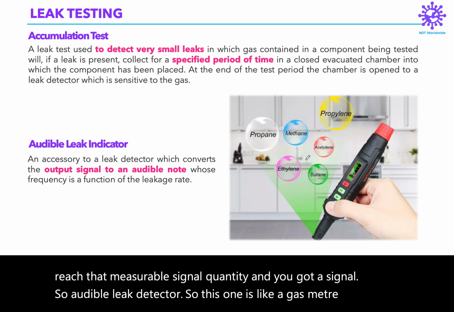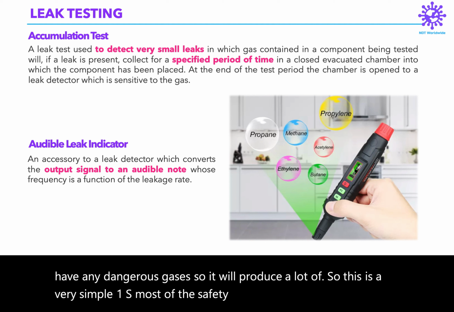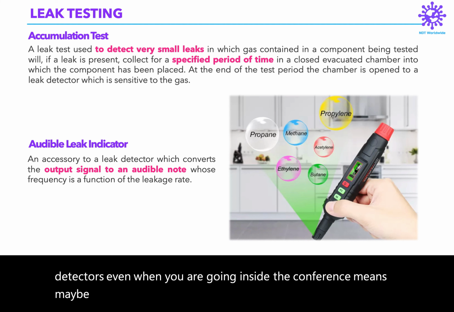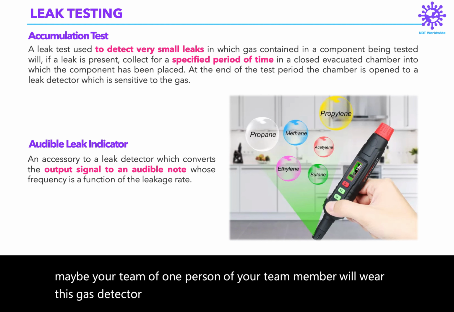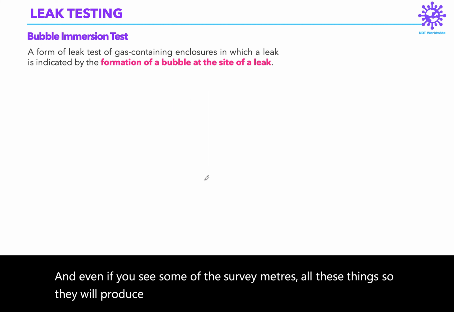Audible leak detector, this is like a gas meter. If there are any dangerous gases, it will produce an alarm. This is a very simple one. Most safety people use these kinds of detectors. Even when you are going inside a confined space, one person of your team will wear this gas detector, which will produce an audible sound. Even some survey meters produce a sound. So alarm meters or any portable warning devices.